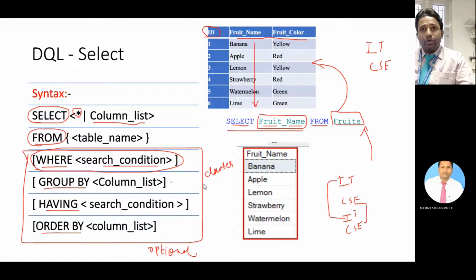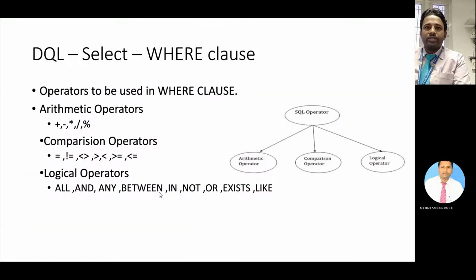And in group by, if you want to specify again such a condition, then you can use the having clause. And of course, you can sort the output in one order, alphabetical order, or ascending order, or descending order. So that is what the select query under DQL does.